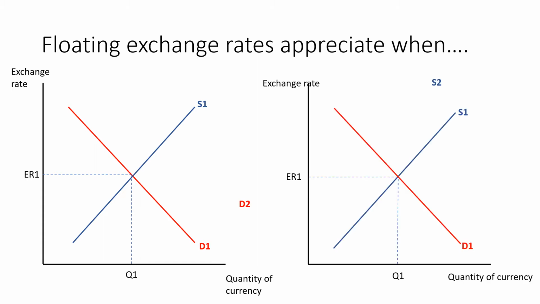A floating exchange rate appreciates when it buys more foreign currency than it did before. Exchange rate appreciations are caused by either an increase in the demand for the currency concerned, so we can show that with the rightward shift of the demand curve. That in turn will force the exchange rate up from ER1 to ER2. So exchange rate appreciations occur when a unit of your currency buys more foreign currency than it did before, and one possible cause is an increase in the demand for your currency.